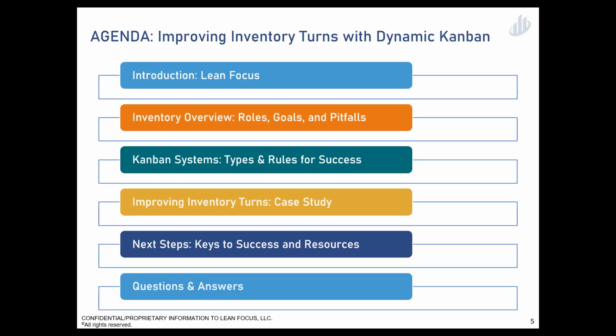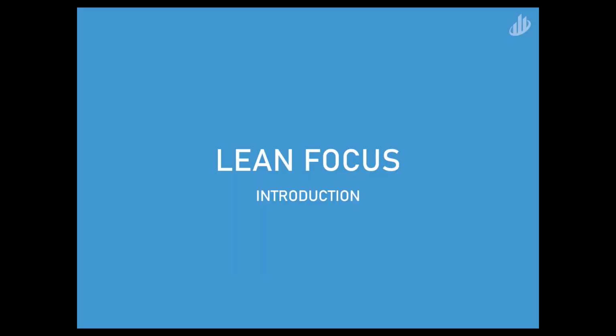So with that, we're going to just jump right into it. We're going to start with an introduction to what Lean Focus is, and we're going to talk about some of the roles and the goals and the pitfalls that exist within inventory. Then we'll go into how Kanban systems work, how you can improve inventory turns by looking at a case study for Kanban deployment, and some next steps that are your keys to success, some resources you might need, and then, as George said, we'll take some questions and answers at the end.